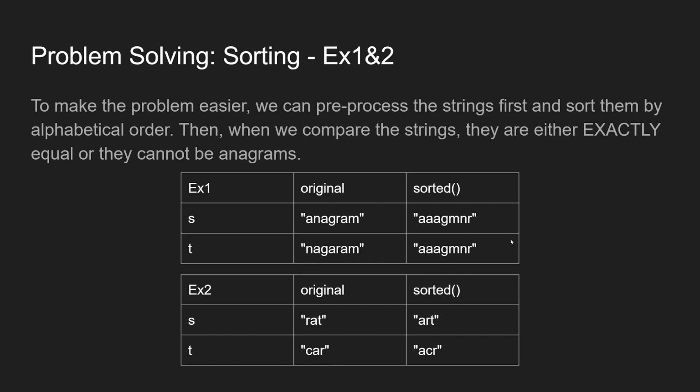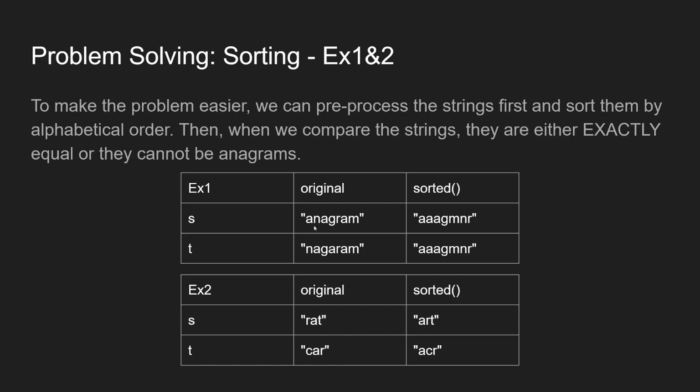But there's a different way that you can use, and this can be a bit difficult to think about if you haven't heard of this method, but you can actually pre-process the strings first. So if you sort them by alphabetical order, then compare the strings, they are either exactly equal or they cannot be anagrams. And the reason that works is because there's only 26 letters, and each one has a designated order.